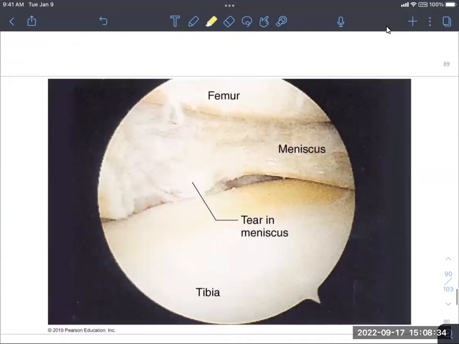So here's a meniscal tear, and this is actually from an arthroscopic surgery. So they're sticking a little scope with a little camera into the knee. And this is what they're seeing. They're seeing this tear in that meniscus right here. This whole thing is torn. So they can go in and surgically repair this.